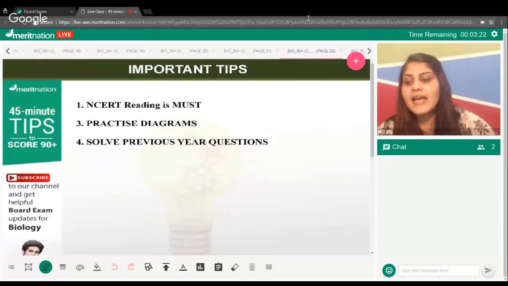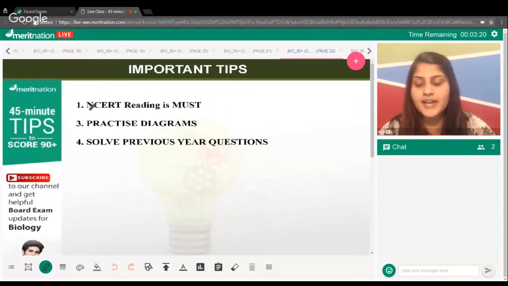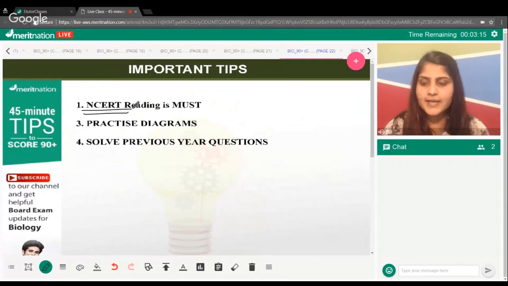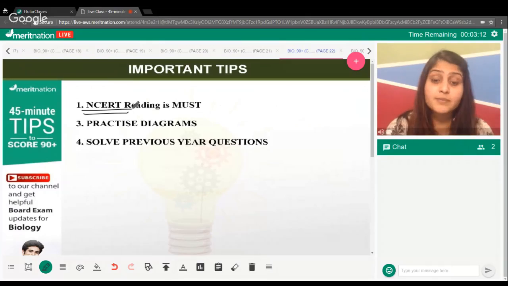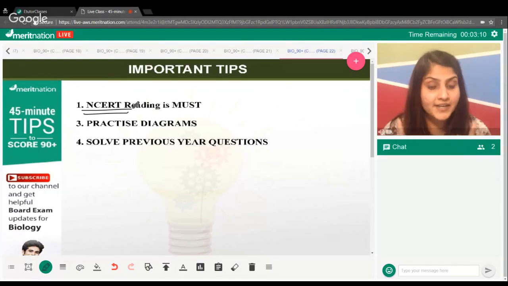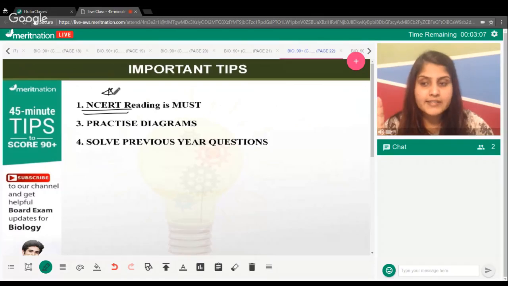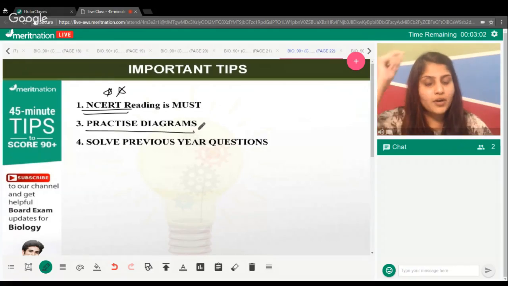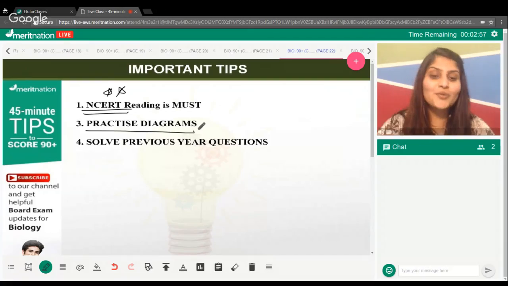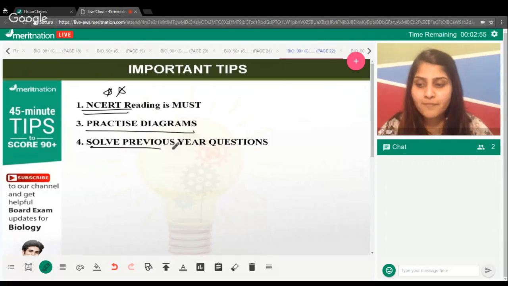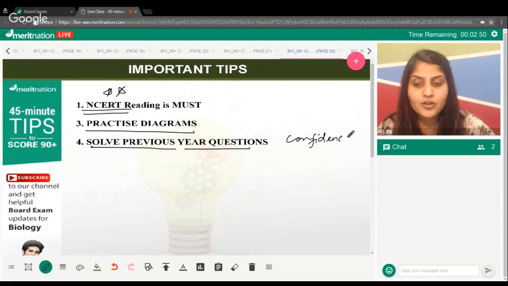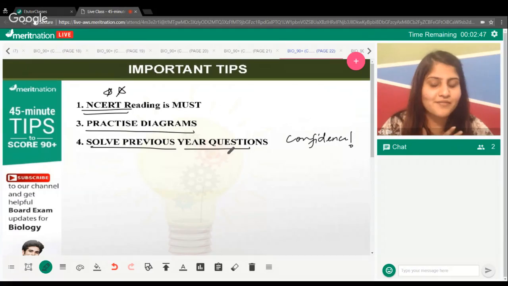And now finally, please make sure that you refer to NCERT. Other books that you want to go for are fine. I am not stopping you from referring to other books, but ultimately, for the last minute revision, NCERT is a must. Practice your diagrams, draw them all over your home. Draw them on the walls, nobody will tell you anything. But do practice your diagrams. Solve previous year questions because that gives you confidence. It builds your confidence and you feel happy about yourself, so do it.